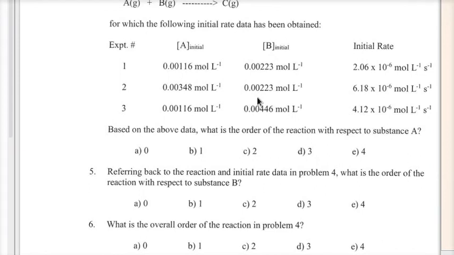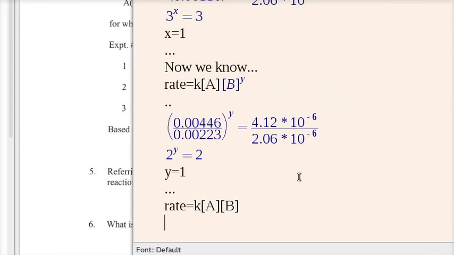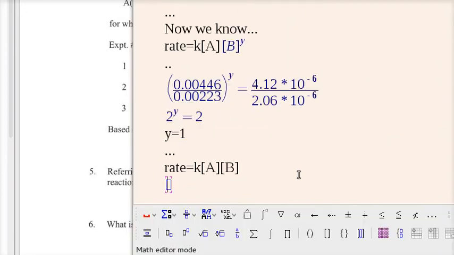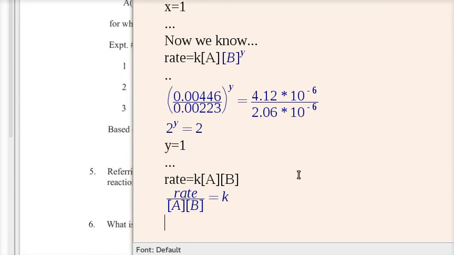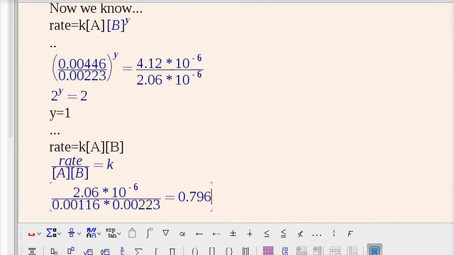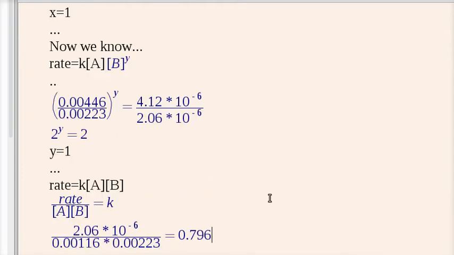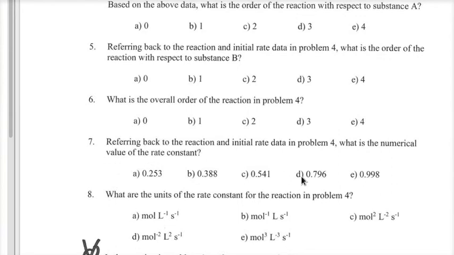I'm going to do the algebra first. Rate over A B equals K. And again, this is true if you pick any reaction. So we have this, and the units, it's overall second order, so the units would be. So we have our numerical value, number 7, okay, D.